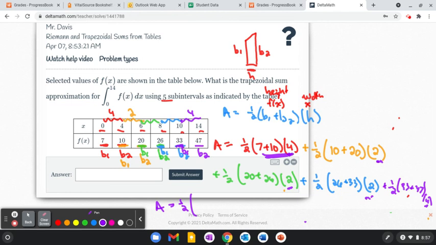So we've got 7 plus 10 is 17 times 4, which is 68, plus 10 plus 20 is 30, times 2 is 60, plus 46 times 2 is 92, plus 59 times 2 is 118, plus, let's see, that's 80 times 4, it's 320. Hopefully I did all that math right. Might want to use a calculator for this one.